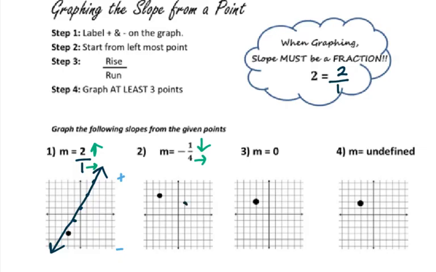Down 1, 1, 2, 3, 4. Connect your dots. We have 3 points on our graph, so there's enough dots to create a nice straight line. Very easy.